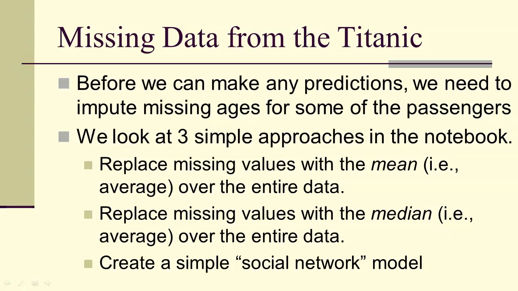Now, missing data. Before we can do any predictions, we need to impute missing ages. Not all of the ages were recorded for the passengers. So we could do one of three simple approaches. We could replace all the missing ages with the average over the entire data set. Now, that's going to be biased.